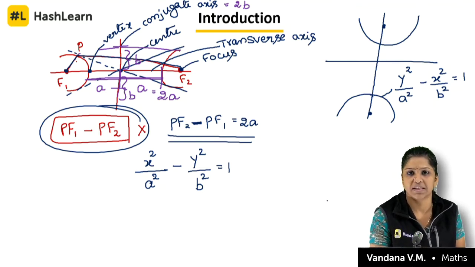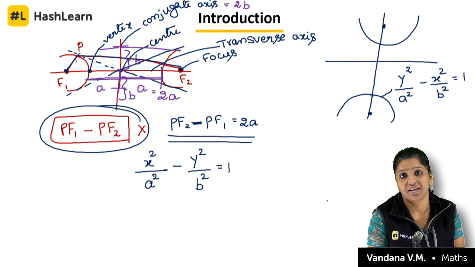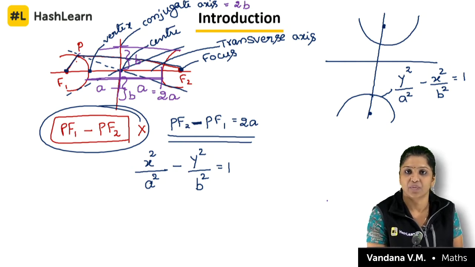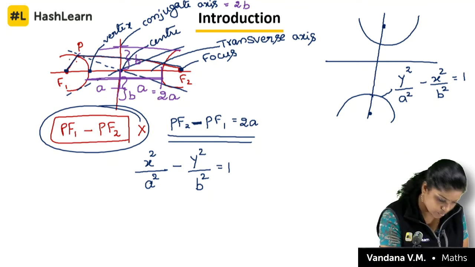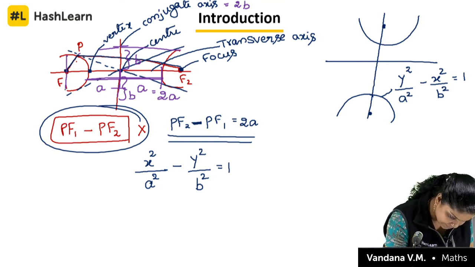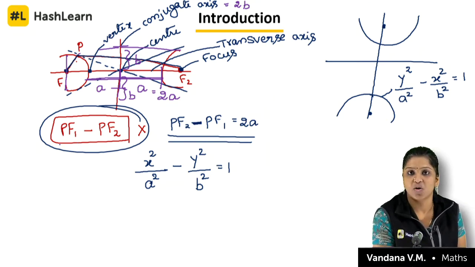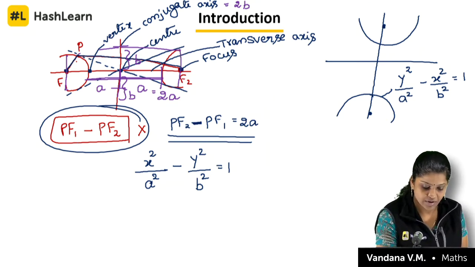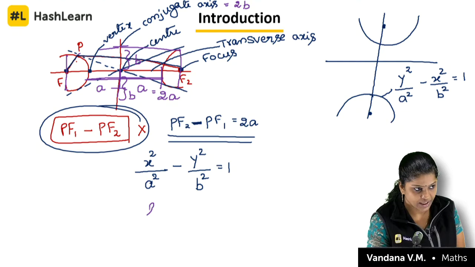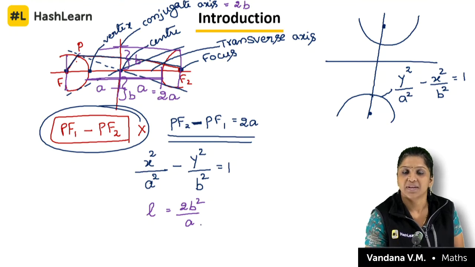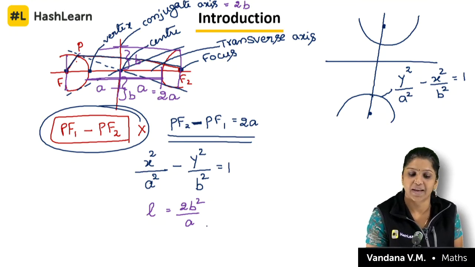Remaining everything is the same, children. What is the remaining term? That is the latus rectum. What is the latus rectum? The perpendicular line which passes through the focus. Okay, so it should be perpendicular. This is called the latus rectum. So we usually write L is equal to 2b square by a. Isn't it? Same thing in the ellipse also.